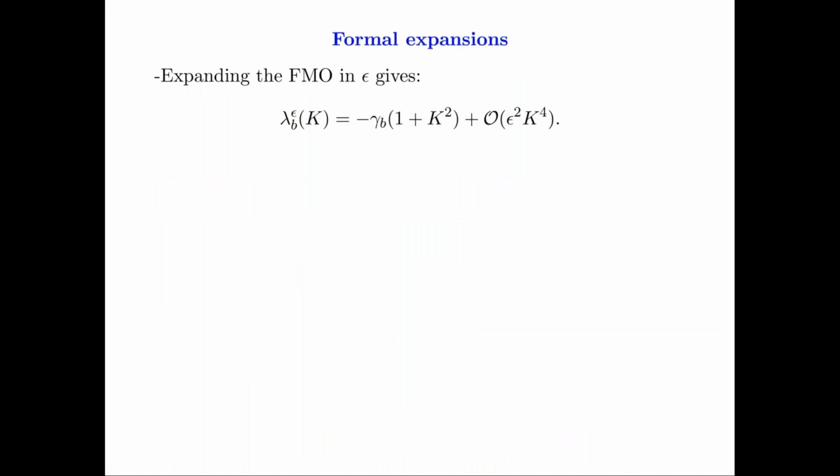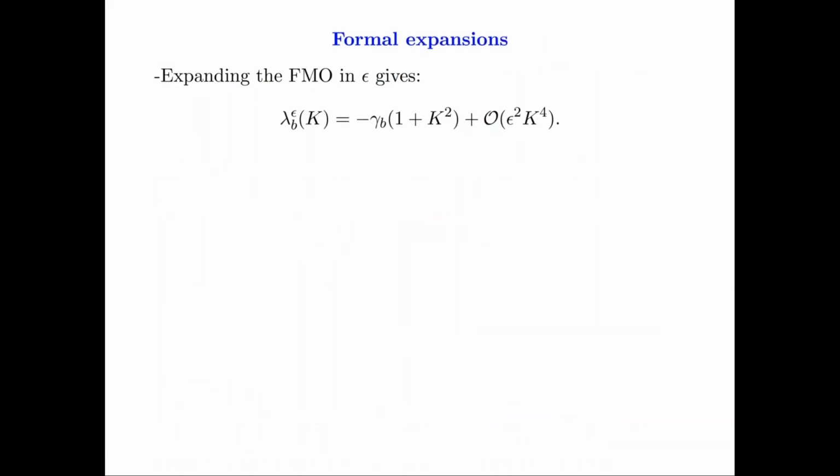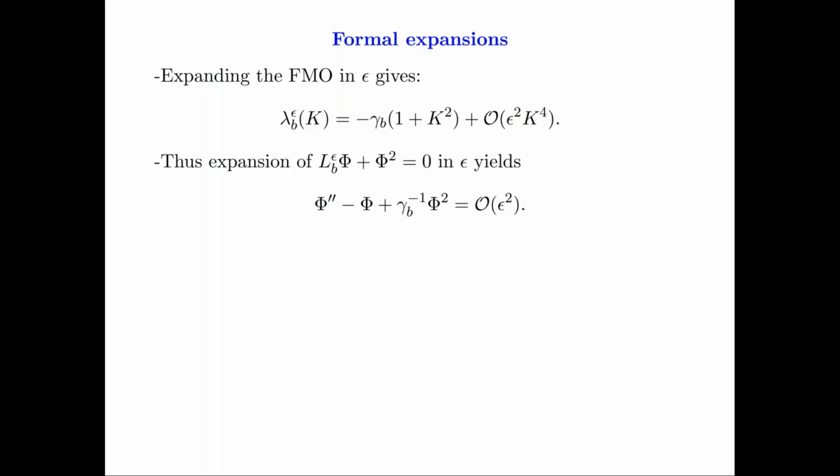Now that Fourier multiplier operator depends upon epsilon, and so you could do a naive expansion, like a power series expansion in epsilon. If you do so, this is what you get: something like lambda epsilon b of k equals minus gamma b (1 plus k squared) plus something of order epsilon squared. So if I just take that expansion, plug it back into equation 2, and identify capital K squared with, ik is like a derivative, so k squared is like minus 2 derivatives. And you rearrange stuff, you get this equation right here. Okay? And this is all formal stuff here. That order epsilon squared stuff could have some pretty toxic stuff in it, but I'm just going to leave it out for the time being.